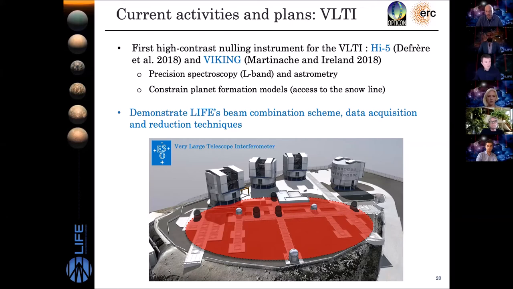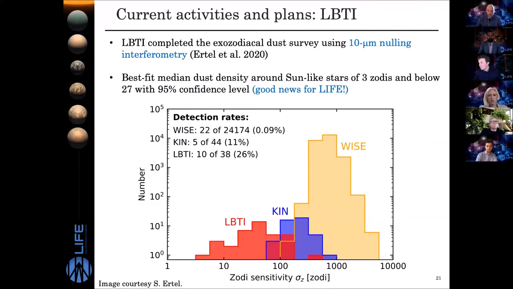The scientific goal would be to constrain planet formation and access the snow line. The baseline of the VLTI can go up to 200 meters, which can provide really high angular resolution in order to probe within the snow line and within the habitable zone of nearby stars. We received at the University of Liège an ERC grant to build such an instrument over the next 5 years. One of the goals of these new ideas and concepts would also be to demonstrate the LIFE beam combination scheme, data acquisition and rejection techniques on sky.